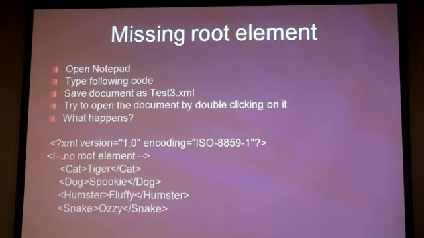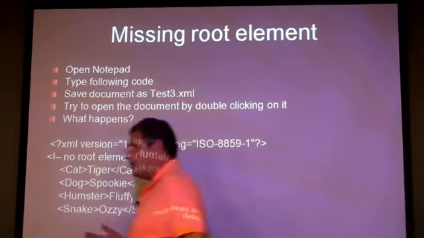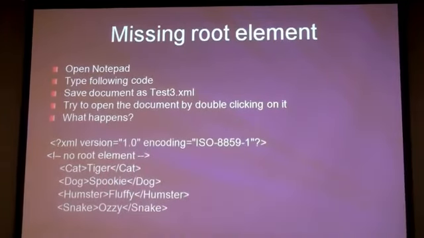In this case, it says no root element. What these symbols mean here is basically comments. It means that this no root element statement will be ignored by the browser, and by any computer application, but nevertheless it's present in the code. So what you can do is comment the root element, which is in our case home pets, by doing the following.